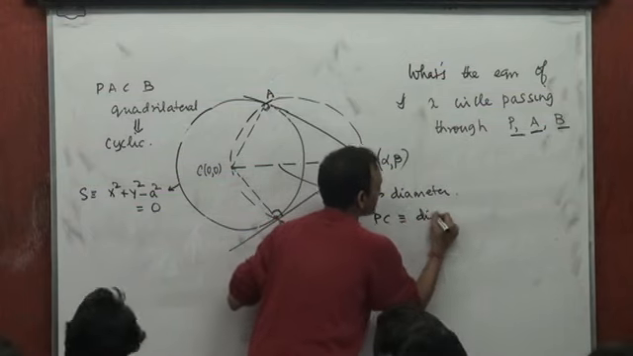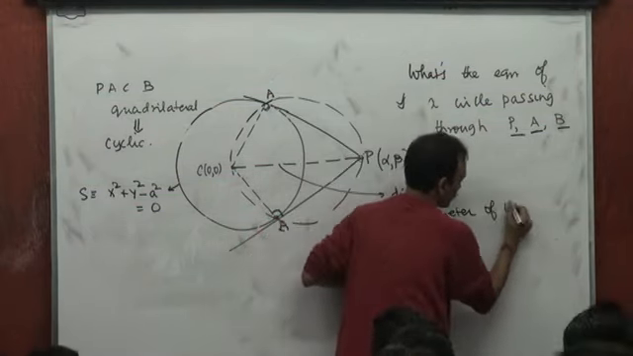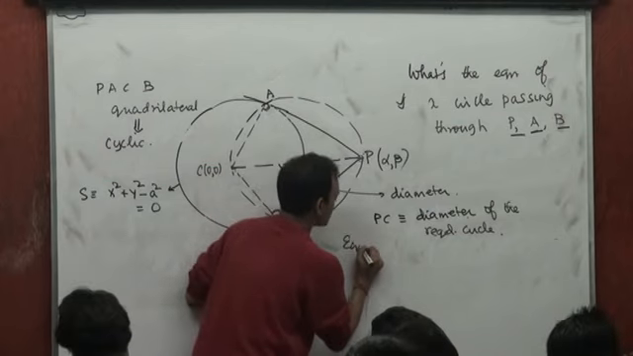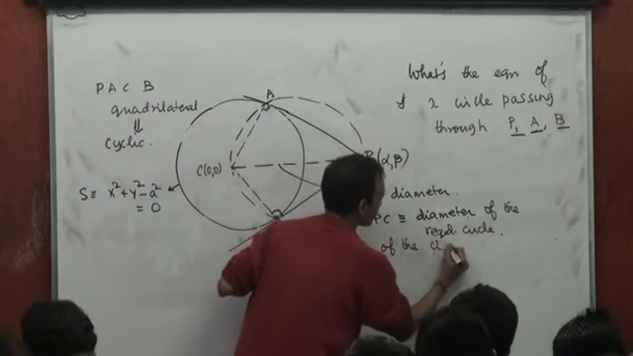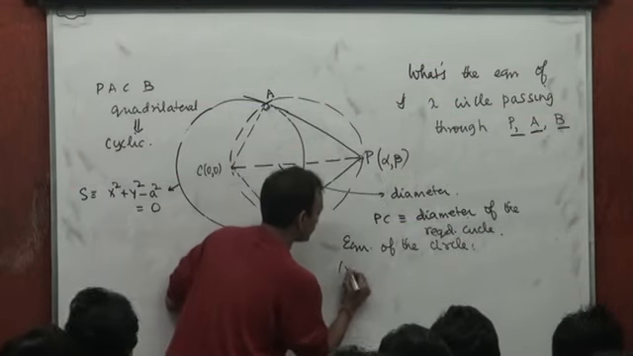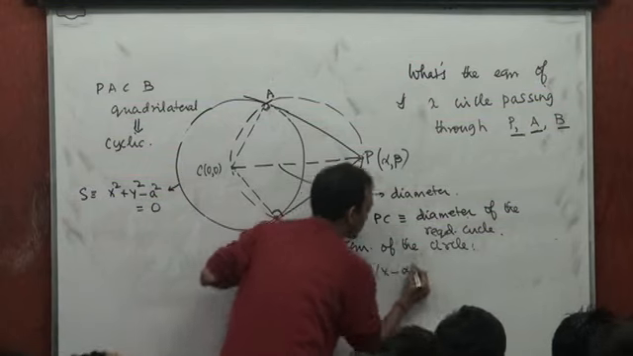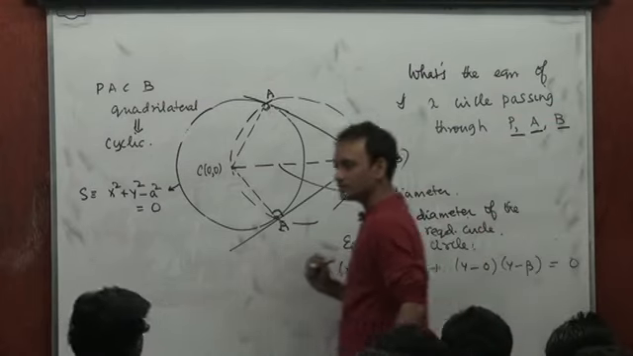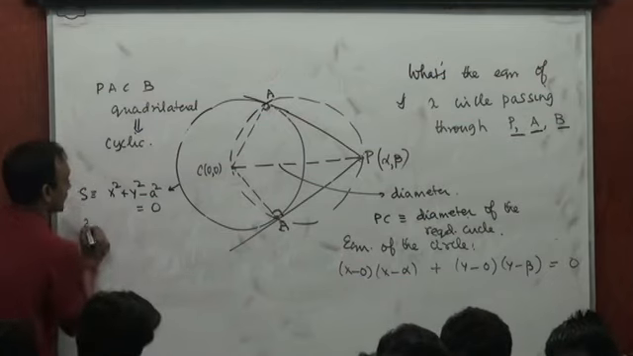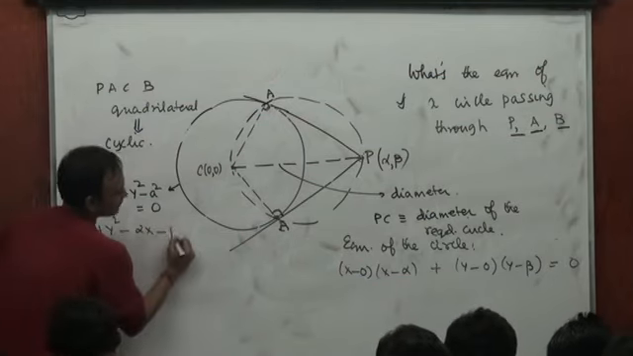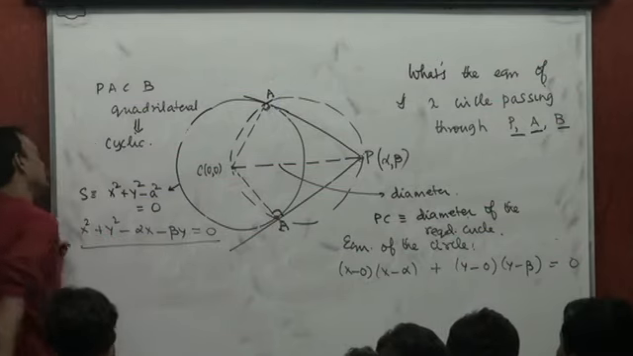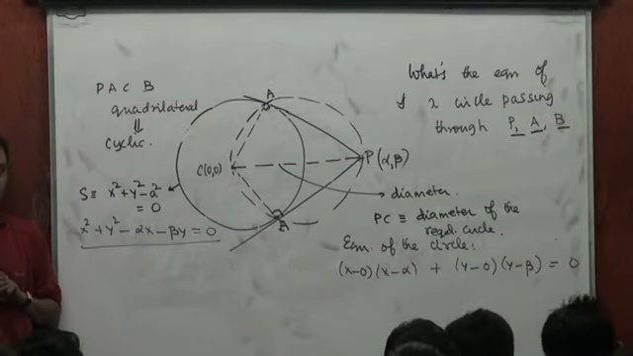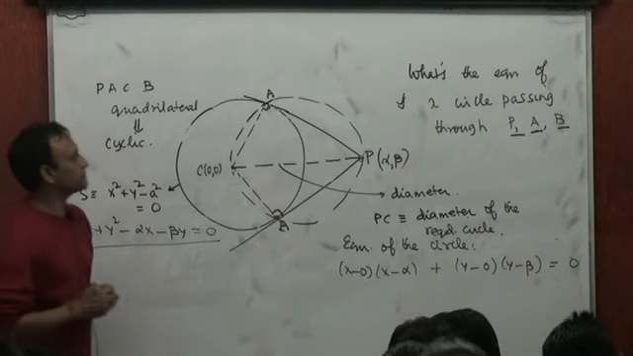PC is the diameter of the required circle. So the equation of the circle will be what? x minus 0 into x minus alpha plus y minus 0 into y minus beta equal to 0 would be the required circle, which is x squared plus y squared minus alpha x minus beta y equal to 0. Make sense?